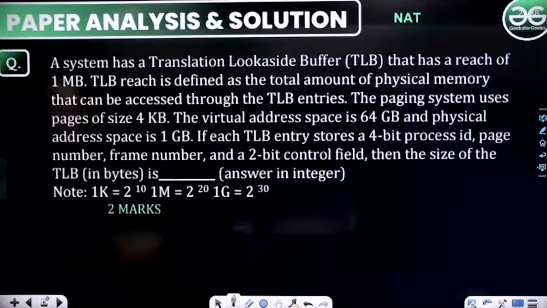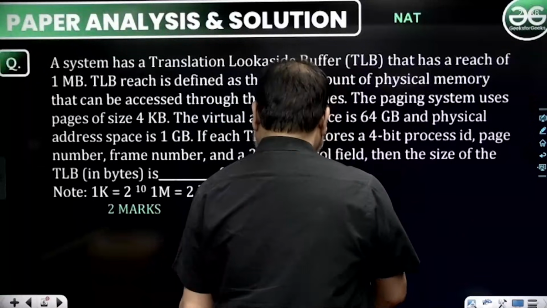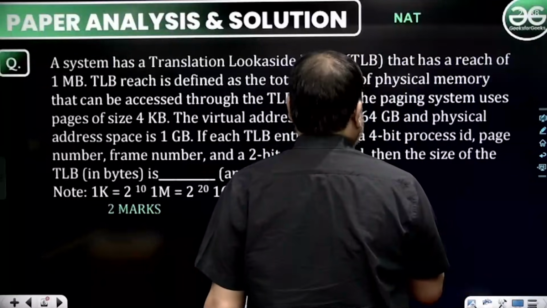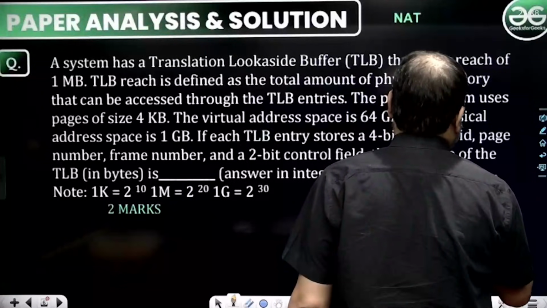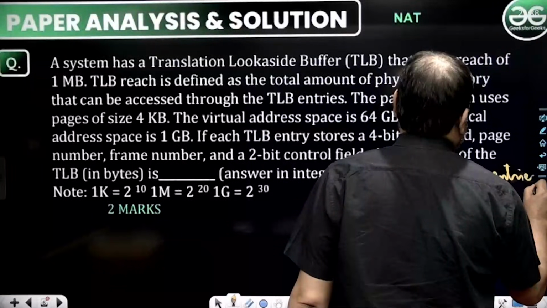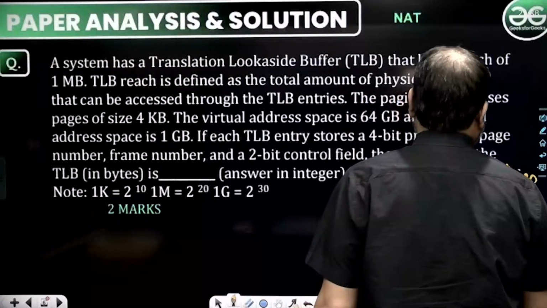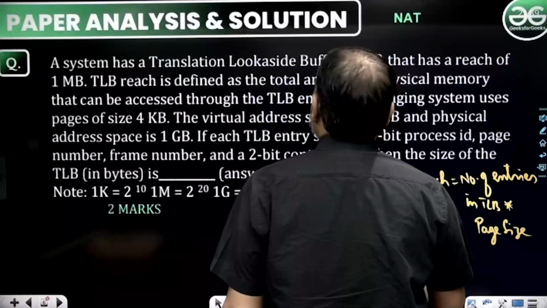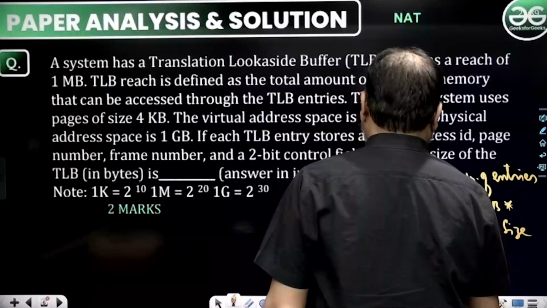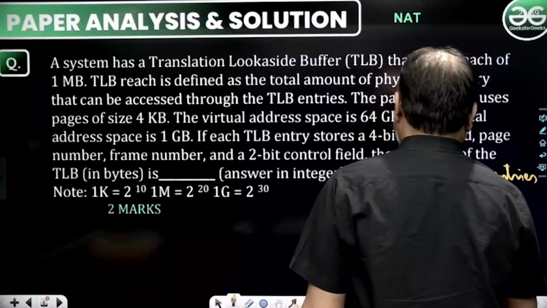Next. A system has a translation look-aside buffer that has a reach of 1 megabyte. TLB reach. If you remember my YouTube session, I have solved this question on TLB reach, as it is a most expected question. Direct problem. TLB reach formula is number of entries in TLB multiplied by page size. TLB reach is given as 1 megabyte, equal to number of entries, say n, into page size. Page size is given to be 4 KB.